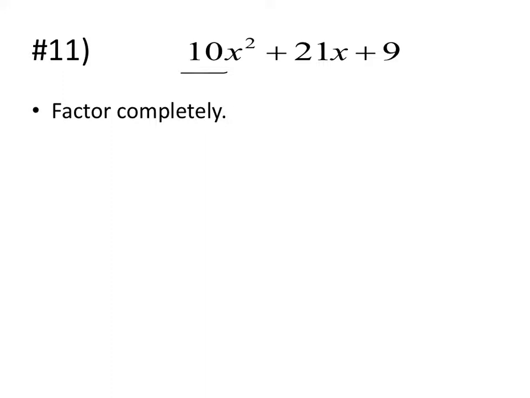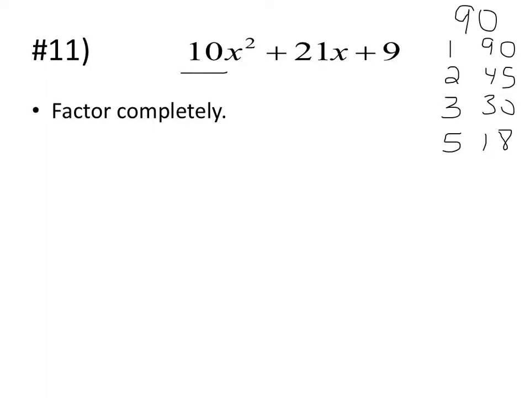Okay, so 10 times 9 is 90. List your factors of 90. 1 and 90, 2 and 45, 3 and 30. 4 does not go evenly, since 4 goes into 9 twice. Nope. 5 and 18, right? 6 and 15. Okay, that's as far as I'm going to go, because I know 6 and 15 will give me 21. Let's see if that works out.